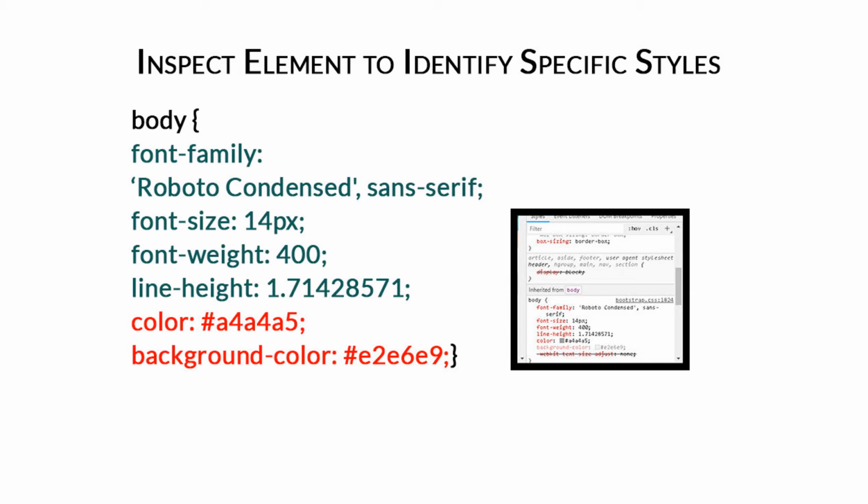So now I'm looking at the body. I see the font family, Roboto Condensed Sans Serif, font size 14 pixel, font weight 400, line height 1.714285571. But of interest is the color hexadecimal A4A4A5 and the background color E2E6E9.